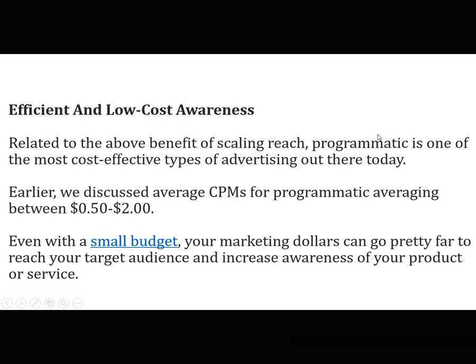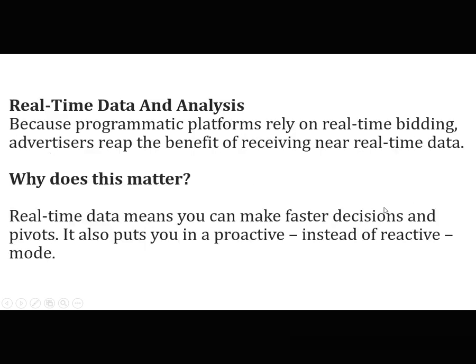Efficient and low cost awareness. Related to the above benefit of scaling reach, programmatic is one of the most cost effective types of advertising out there today. Earlier, we discussed average CPMs of programmatic averaging between $0.5 to $2. Even with a smaller budget, your marketing dollars can go pretty far to reach your target audience and increase awareness of your product or service.